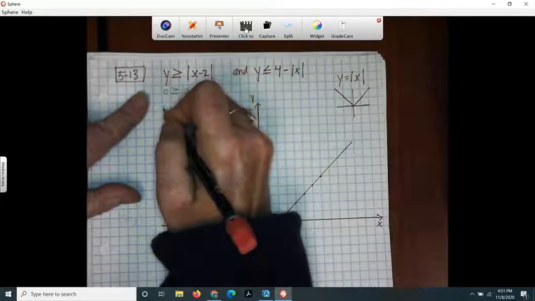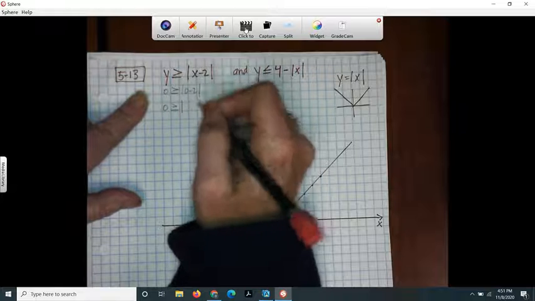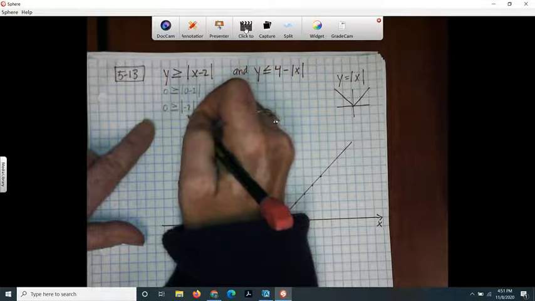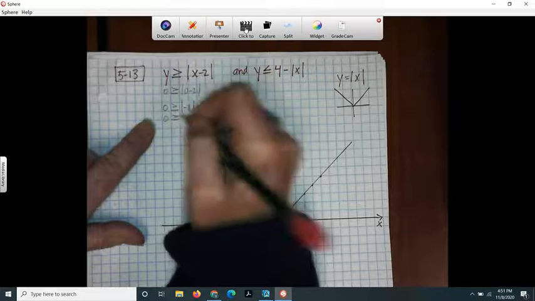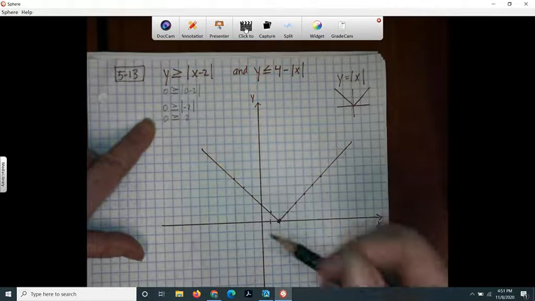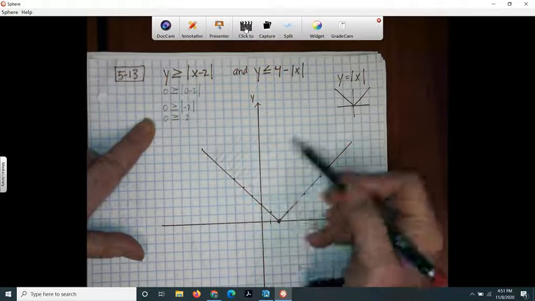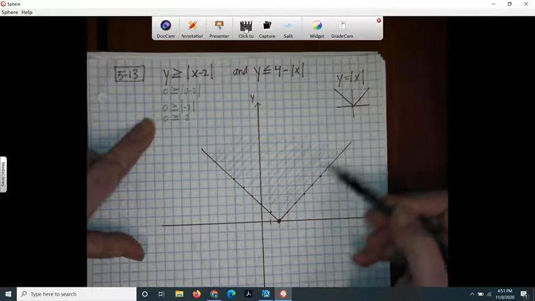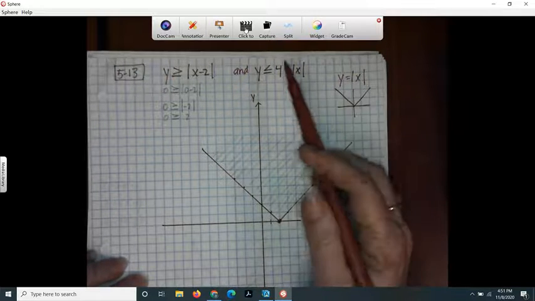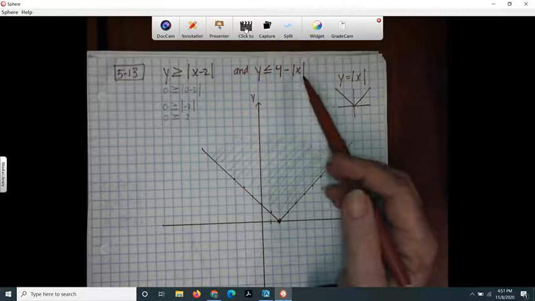Is 0 greater than or equal to the absolute value of negative 2? Well, the absolute value of negative 2 is 2. 0 is not greater than or equal to that, so it's not going to get shaded below. It's going to get shaded above, just like I thought. So we'll do some scribbling shading in here, and then we're ready to graph the other absolute value function.